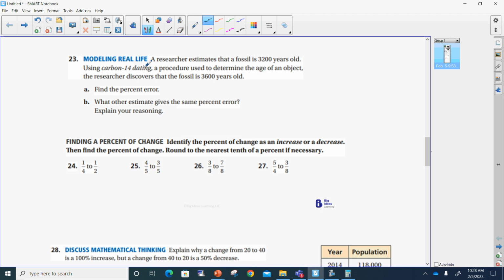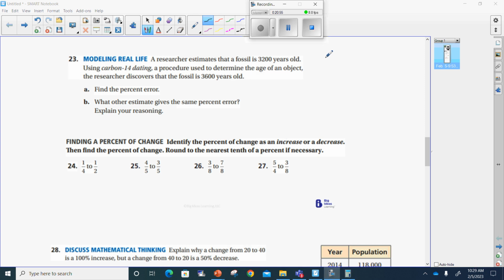All right, number 23 says a researcher estimates that a fossil is 32,000 years old using carbon-14 dating, a procedure used to determine the age of an object. The researcher discovers, using this procedure, that it was 36,000 years old. Find the percent of error. This time we're talking percent of error, okay?